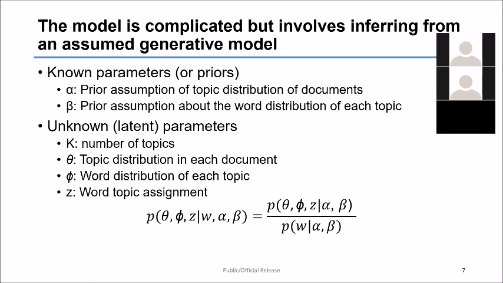I'm not going to go through all of the math, but you have some prior assumptions about the distribution of topics across documents and the distribution about words within each topic. If you don't know anything else, you will set these kind of low so that you assume there's a kind of even distribution across your corpus. And your latent parameters that you're trying to estimate, K you actually tend to set yourself. That's the number of topics. I'll show how I go about trying to find the optimal K value. Theta is a topic distribution in each document. Phi is the word distribution of each topic. And Z is the word topic assignment.